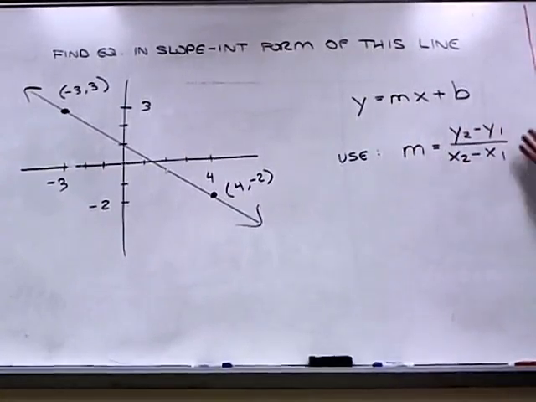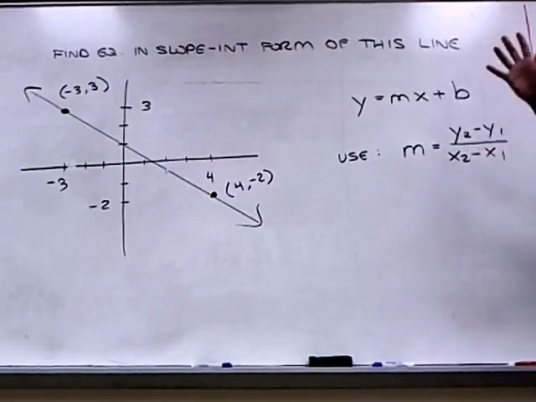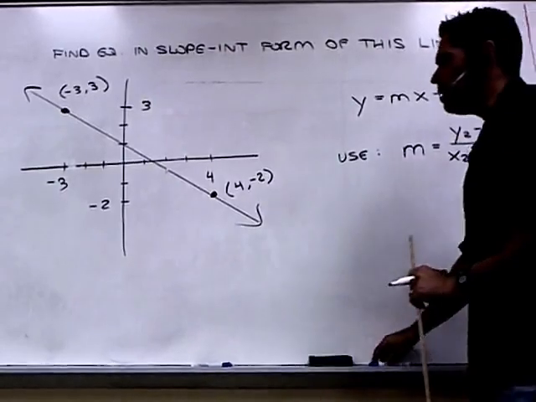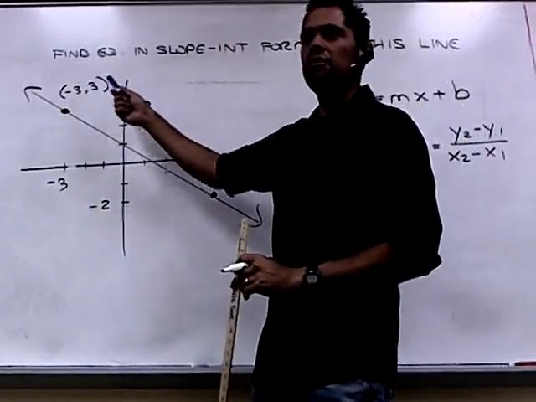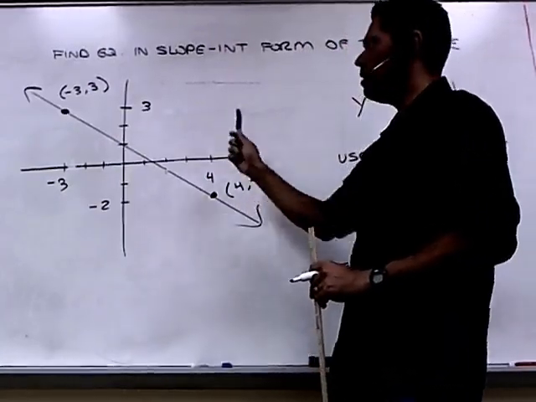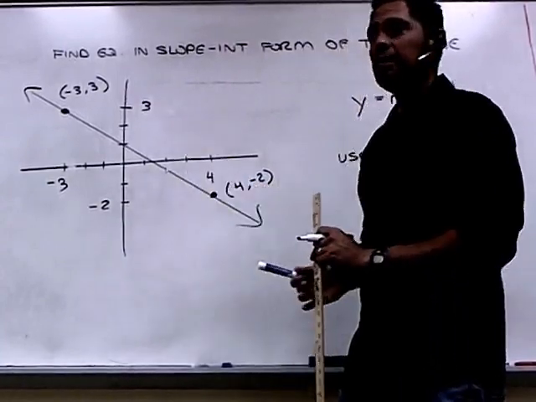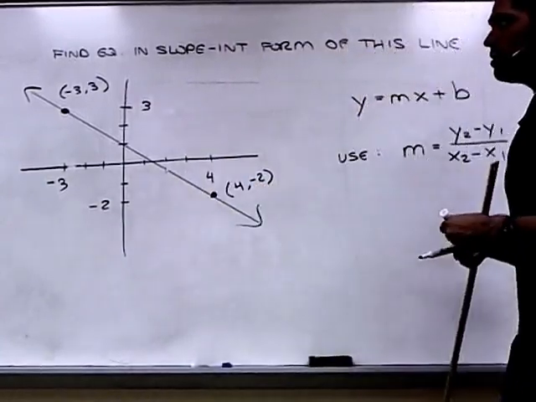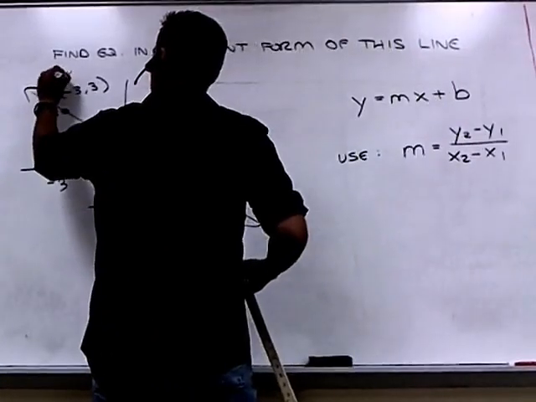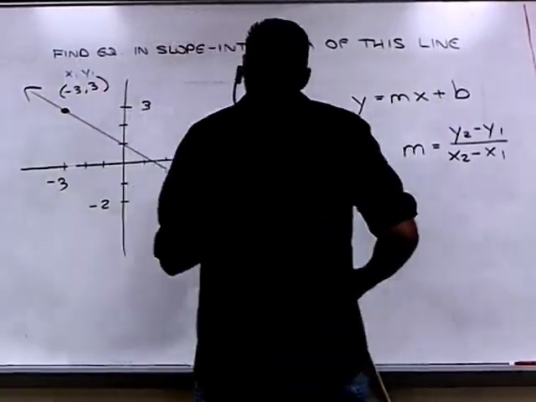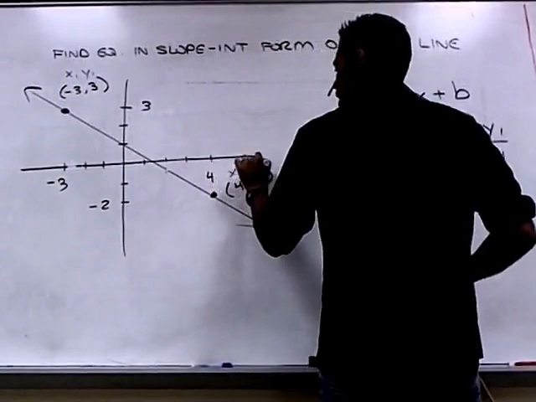What's this x1, y1, x2, y2? What am I talking about here? The coordinates of these points, right? So I need to label these. And does it matter which one I choose to be my x1, y1, and x2, y2? Does it matter? No. It turns out that either way you do it, you should get the same answer. So I'm going to just call this one up here my x1, y1, and then the one down here, I'll call it my x2, y2.